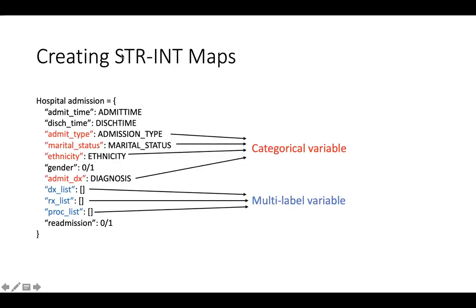So, creating the string-integer maps. Not all information is handled the same way; to be more precise, each feature must be handled differently according to its modality or value type. So here, the admission time and discharge time are actually times, so you need to process them separately. You may want to normalize them by days, or by hours, or by years, that's up to you. It depends on the task that you're performing.